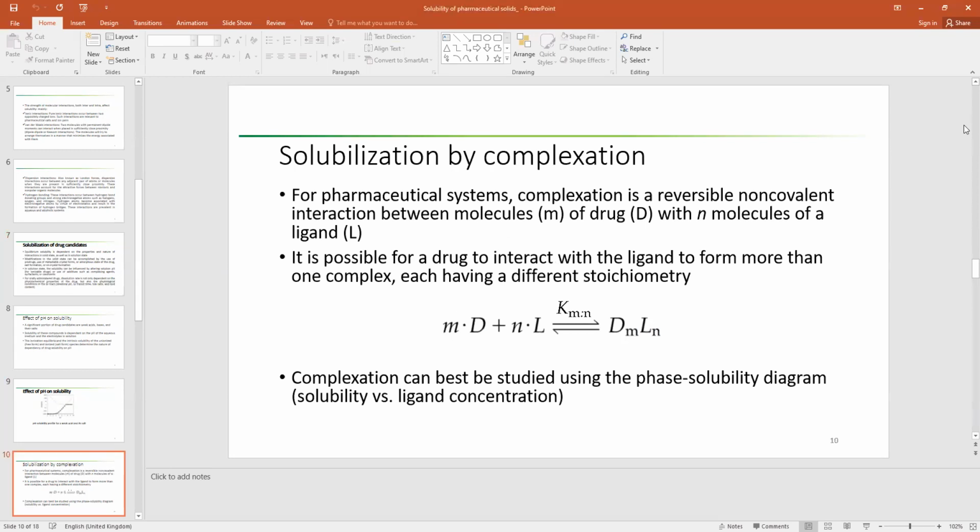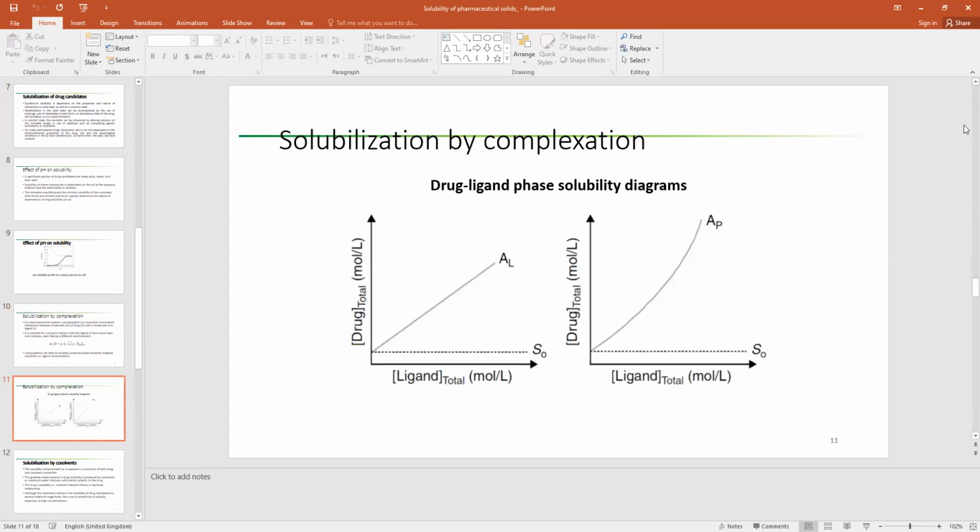The other technique, rather than using pH alteration, is the use of complexation, which is a reversible non-covalent interaction between the molecules of a drug and a ligand. So it is possible for a drug to interact with the ligand to form more than one complex with different stoichiometry. Complexation is best studied using a phase solubility diagram, where you study the solubility versus the ligand concentration, as you see here.